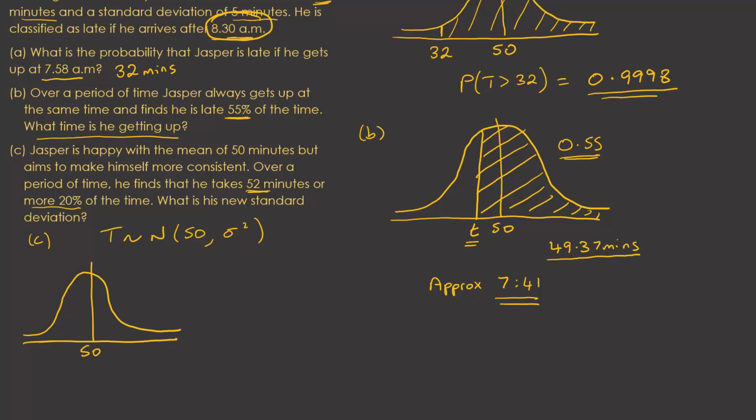So the mean is still 50, but the time it takes him is 52 or longer, 20% of the time. So we have all the information we need to work out the new standard deviation here.